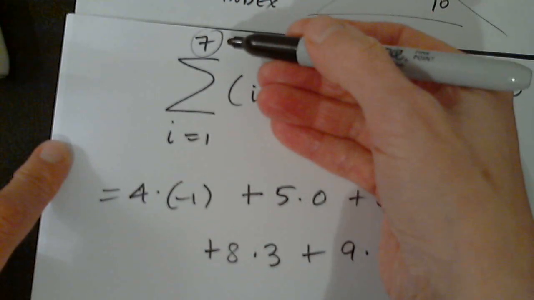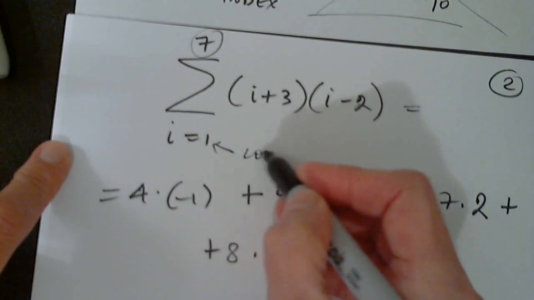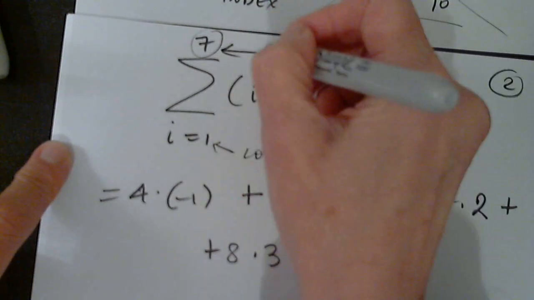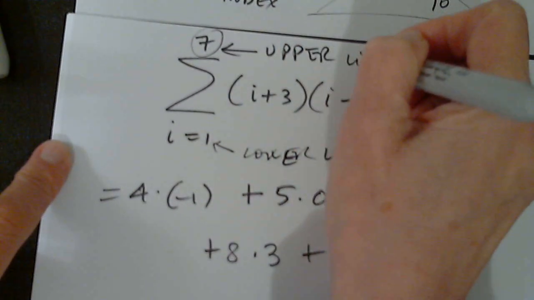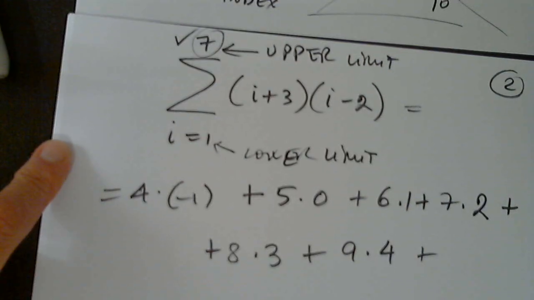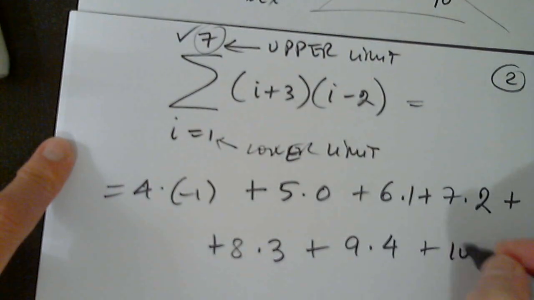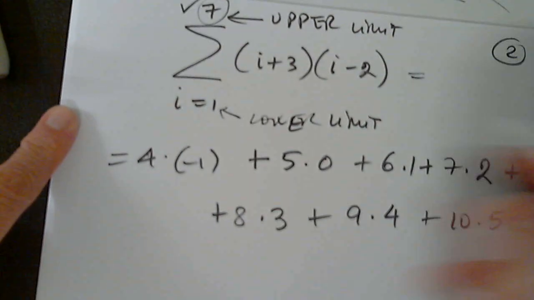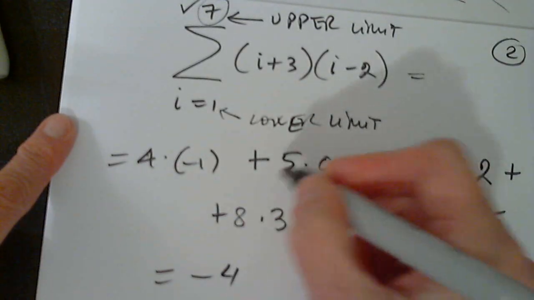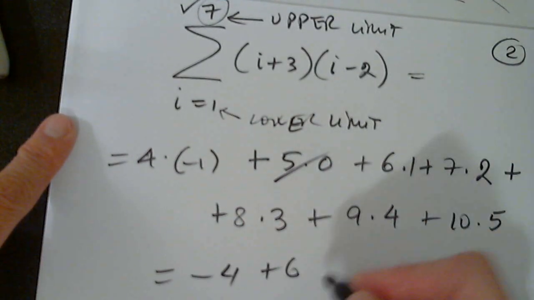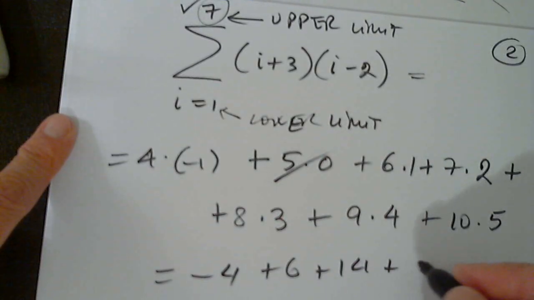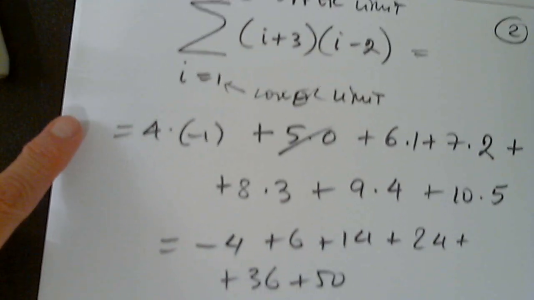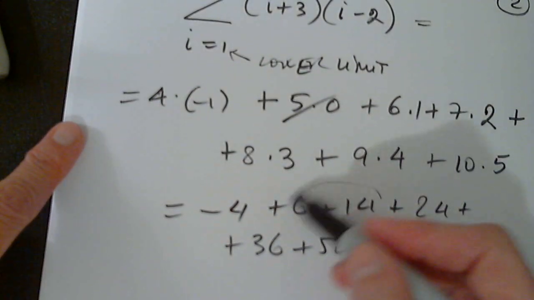Finally, I got to 7. This is the lower limit. This is the upper limit. That's it. That's where I have to stop. So 7 plus 3 is 10, multiplied by 7 minus 2, which is 5. I'm going to calculate all these terms. This is negative 4. This is 0. This is 6. This is 14. This is 24 plus. This is 36, and this is 50. So this is 130.